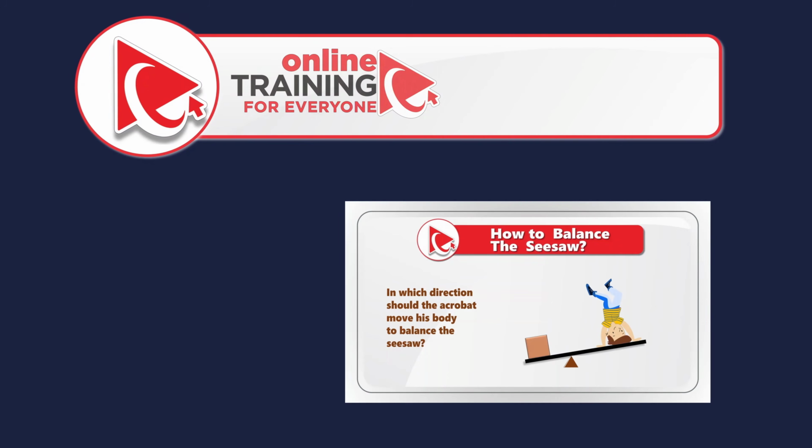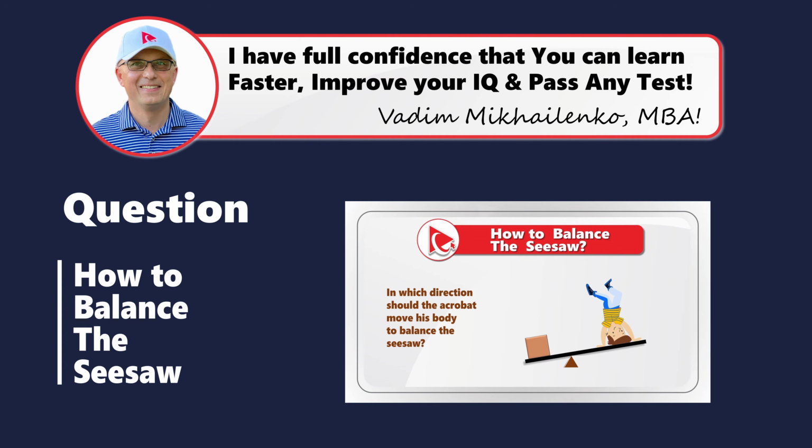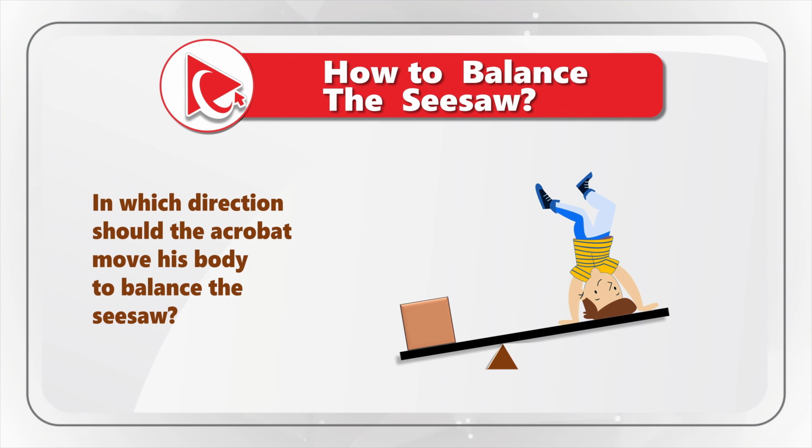And now I have a question for you to practice your skills. You're presented with a seesaw. On the left of the seesaw there is a weight, and on the right side of the seesaw there is an acrobat.